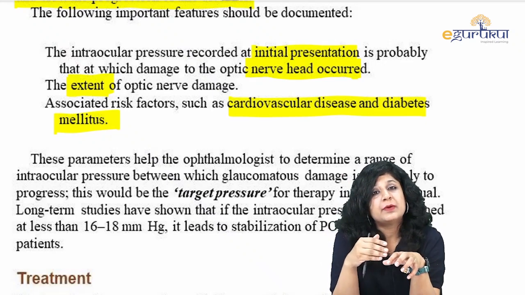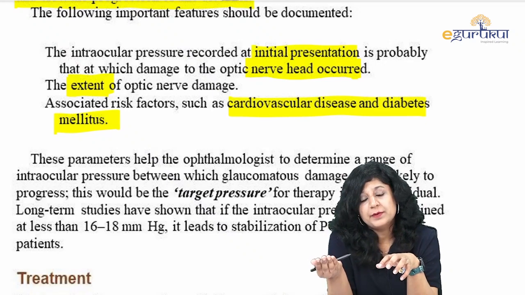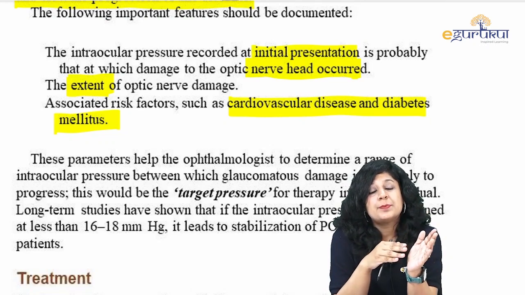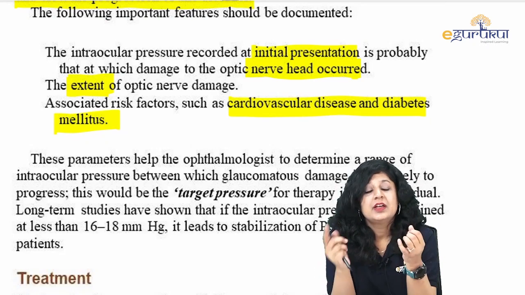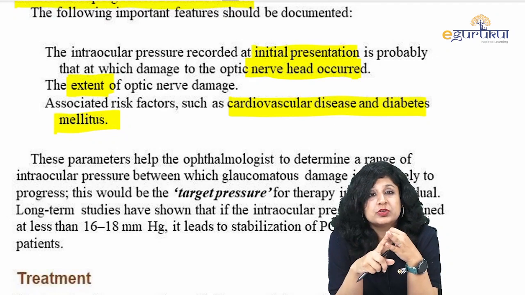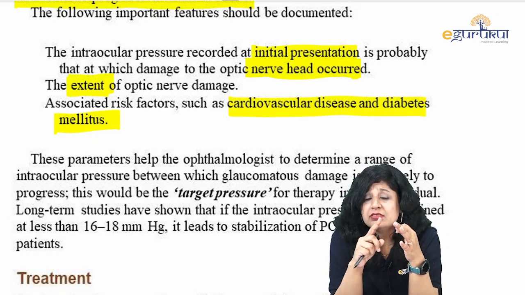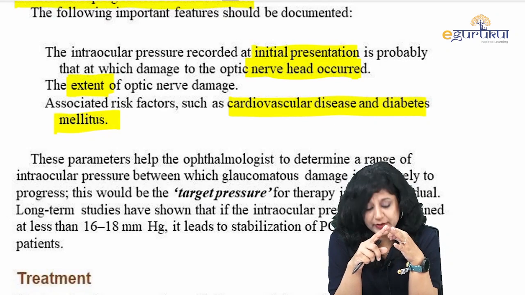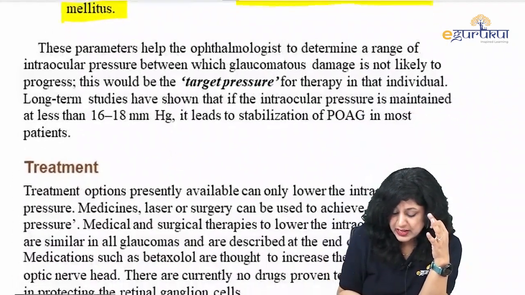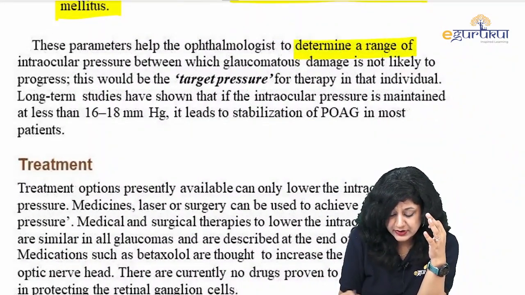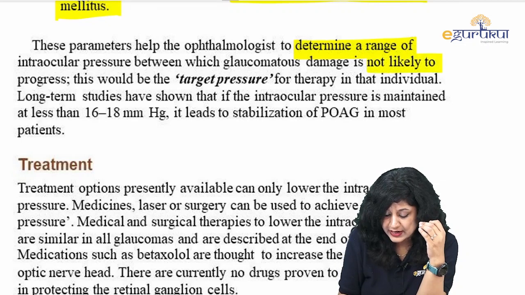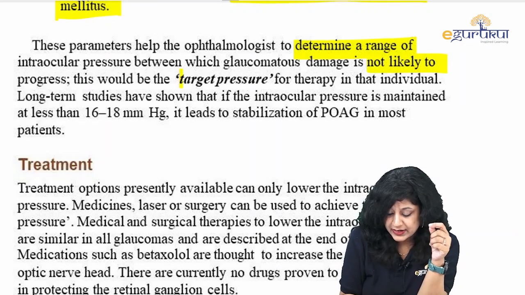So how are we able to decide what should be the target IOP? For that I require the IOP at which the changes started. Then what was the extent of those changes? And third, whether any risk factor is also present. These parameters will help the ophthalmologist to determine a range of intraocular pressure which is not likely to progress, and you will get a target pressure.